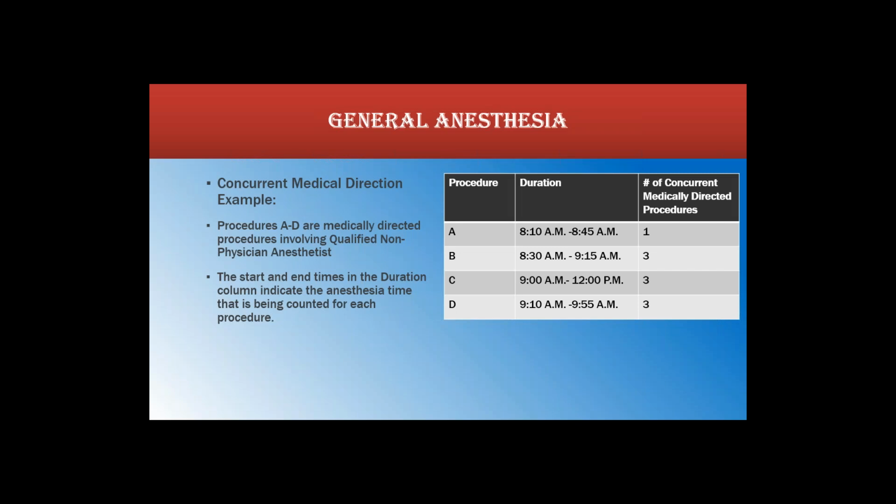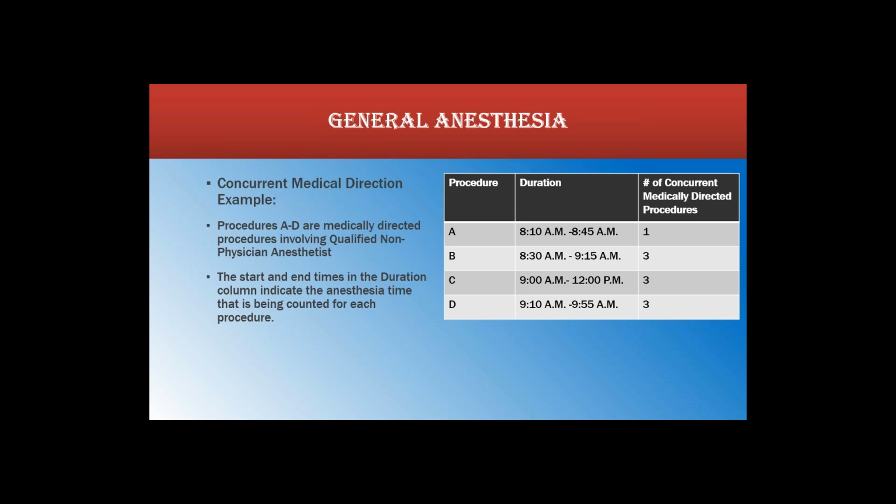General anesthesia concurrent medical direction examples. We take a look at the chart on the slide. We have different columns indicating procedures A through D, the duration of each procedure, and the number of concurrently medically directed procedures at a given time. So procedures A through D are medically directed procedures involving a qualified non-physician anesthetist. The start and end times in the duration column indicate the anesthesia time that is being counted for each procedure.